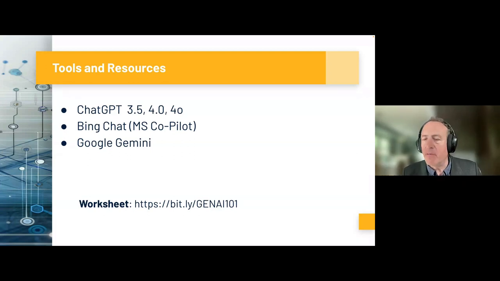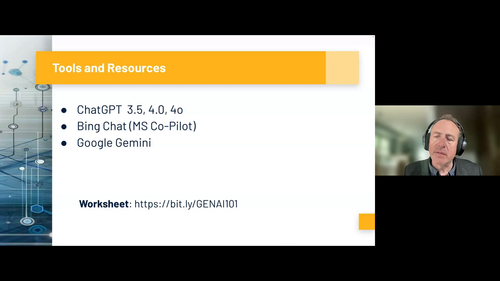In addition, you may want to use ChatGPT 3.5 or Bing Chat, which is called MS Copilot. A reminder, currently at UBC, only ChatGPT 3.5 and MS Copilot have completed a privacy impact assessment. What that means is in your classes, you can have students use those tools responsibly, meaning you still don't want them to put in any private information.